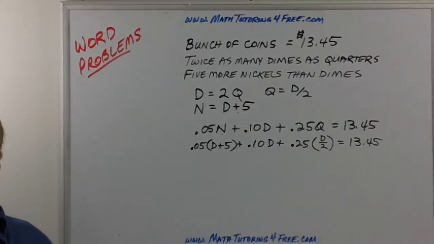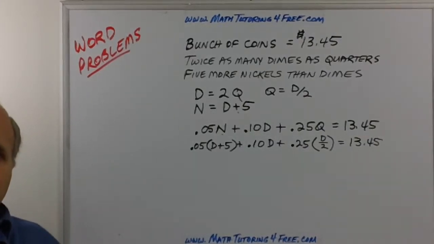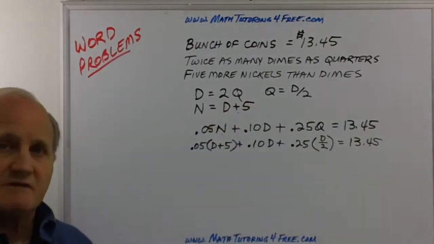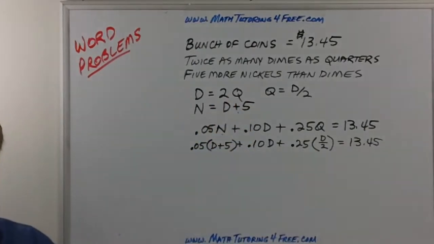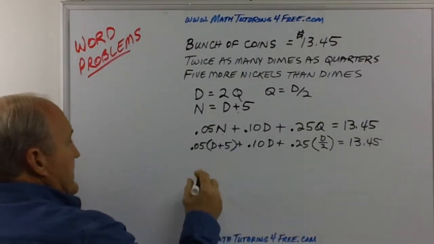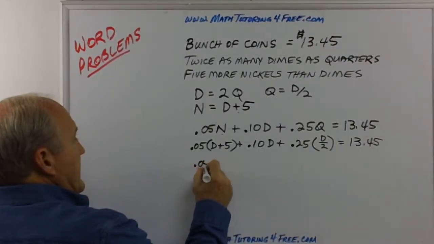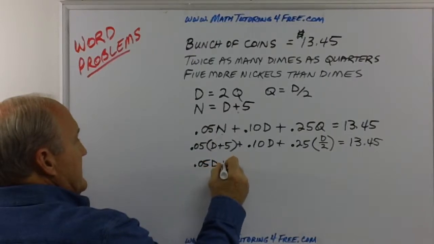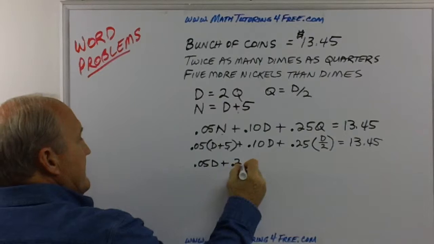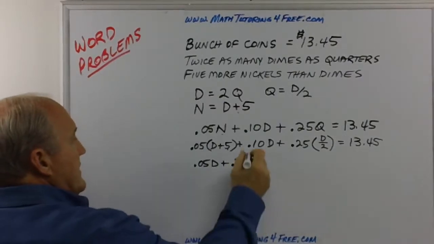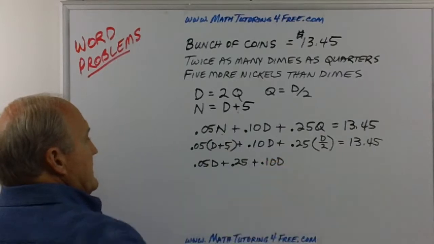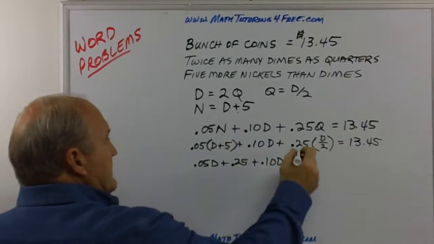And what happens when we solve for D? We'll have the number of dimes. Once we have the number of dimes, can we go back into these equations and calculate the numbers for quarters and nickels? Sure. Let's multiply this. 0.05 times D plus 5 times 0.05 is 0.25 plus 0.10 D. Now what do we have here?